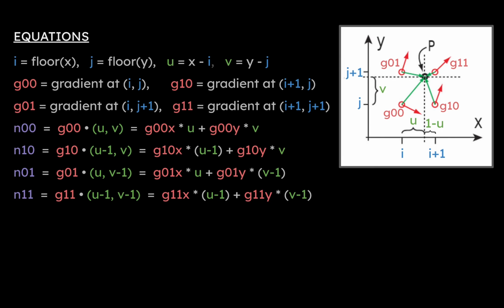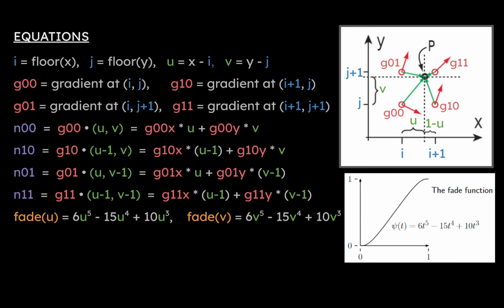To find the number of the point itself, we'll need to have some combination of these 4 values, which I'm labeling in purple. To know what mix exactly, we'll need to use our fade function. So we need to compute the fade of u and the fade of v. Remember from our fade function graph, a higher distance results in a higher impact. So what we want to happen is when our point is farther to the left, say, the gradients on the left will have a higher impact, and when the point is farther to the right, the gradients on the right will have a higher impact.